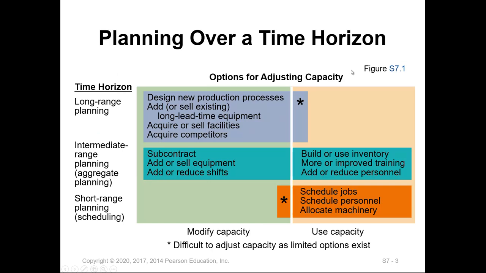To meet the required capacity, the organization has three options. We have long-term or long-range planning, intermediate term planning, and short-term or short-range planning. As shown in the figure, for the long range, all the planning will be within capacity modification with the purpose of expanding capacity through adding facilities and or adding long lead time equipment.